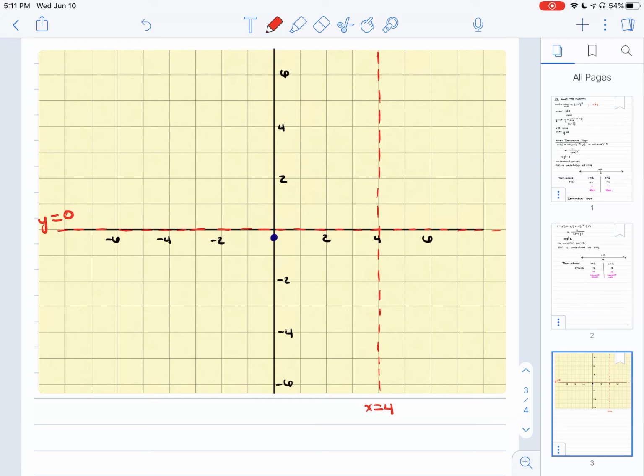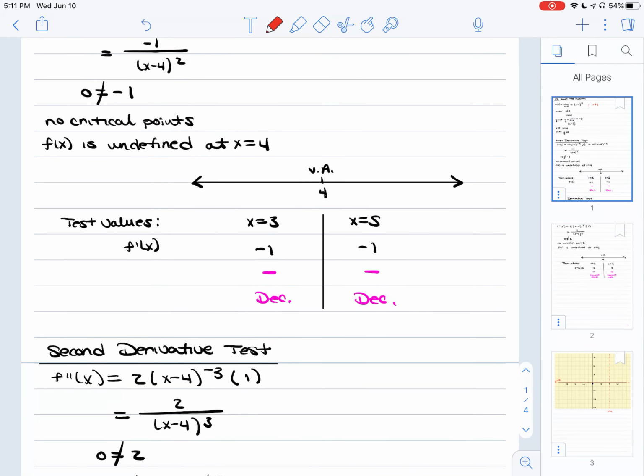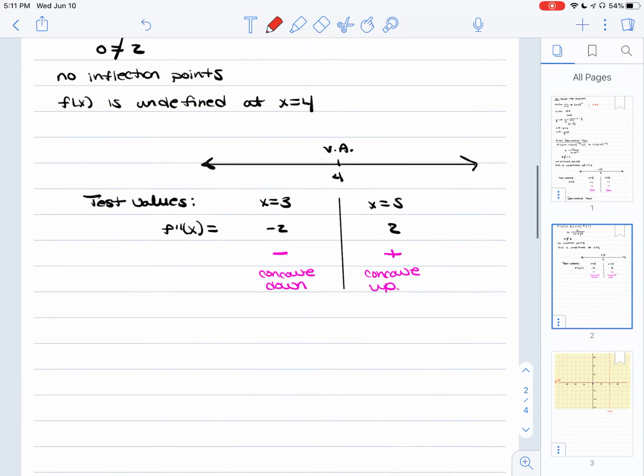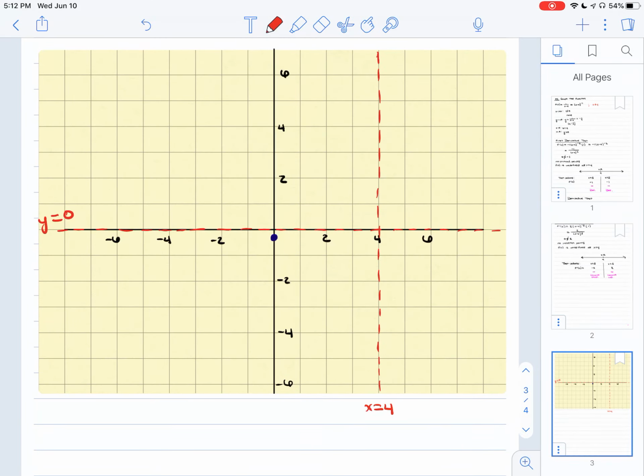All right, now we had no critical points, but we saw that our function was decreasing everywhere. And we had no inflection points, but we saw that our function was going to be concave down to the left of 4 and concave up to the right of 4. So if we think about this, we know that the function is decreasing everywhere, and we have to, of course, approach these horizontal and vertical asymptotes.